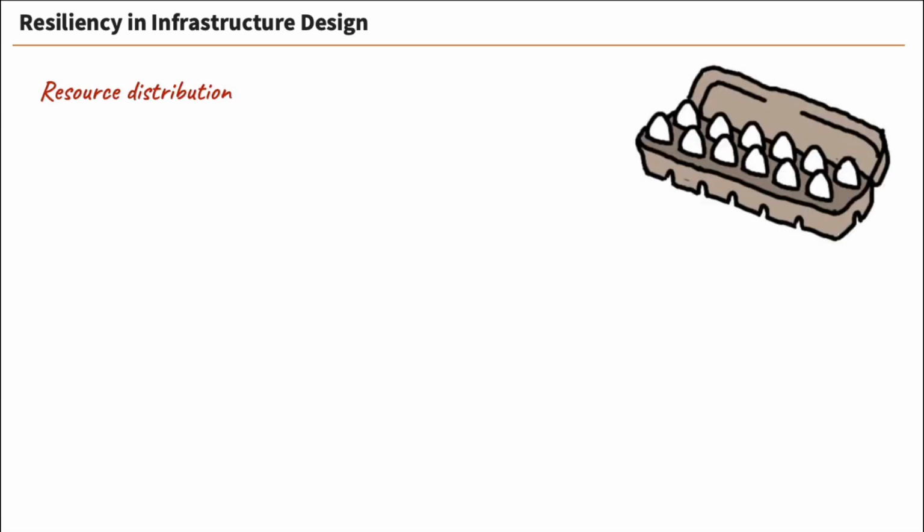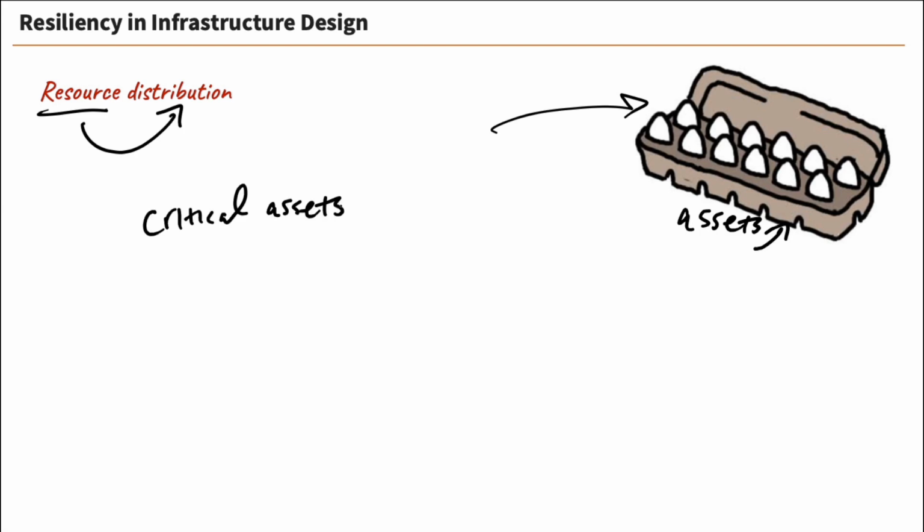Now, building resiliency in our infrastructure requires that we take the resources that we have, our assets, and distribute them. That's because if we have all of our eggs in one basket, all of our assets in a single basket, and something happens to that basket, then something happens to all of our assets, right? Absolutely. So the idea here is that we want to take our critical assets and resources, and distribute them if we can.